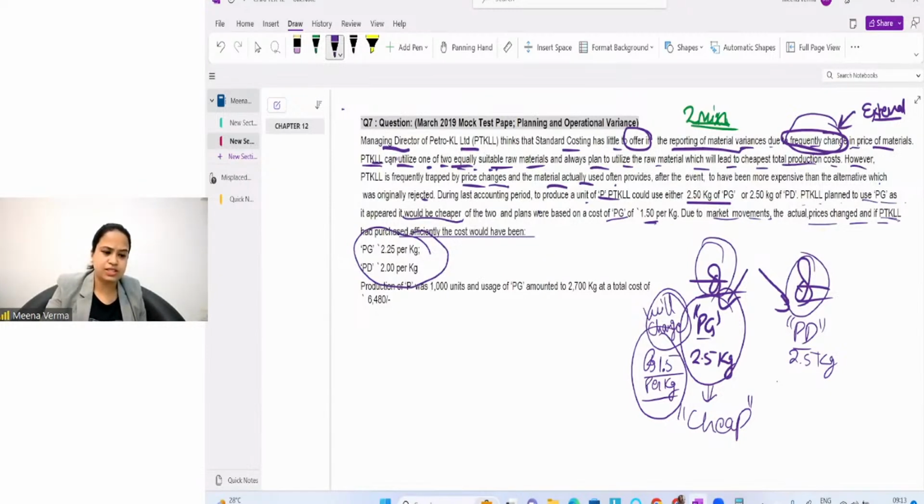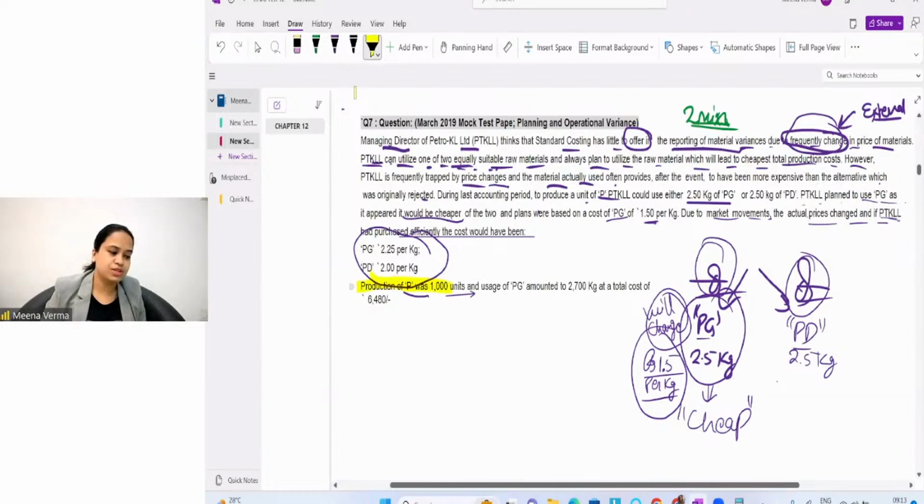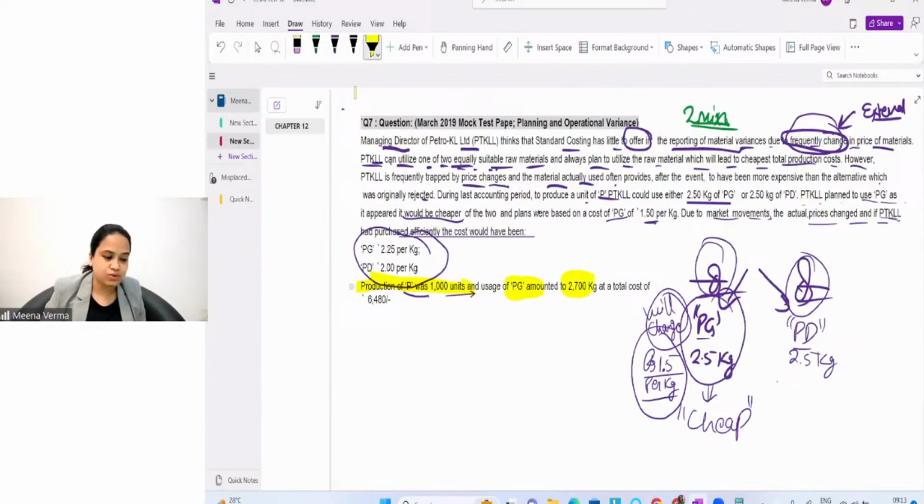Okay. What else do we have? Production of P was 1000 units of final goods. How many final goods are they producing? They are producing 1000 units of final good. And usage of PG is 27,000, with the actual cost given. Now, the actual quantity consumed is given, right? How to solve it, ma'am? It looks quite difficult to solve, huh? Chalo, let's try to see how we can solve it.